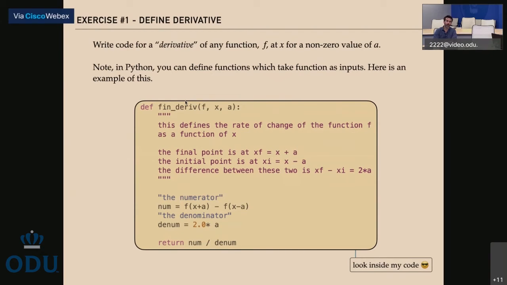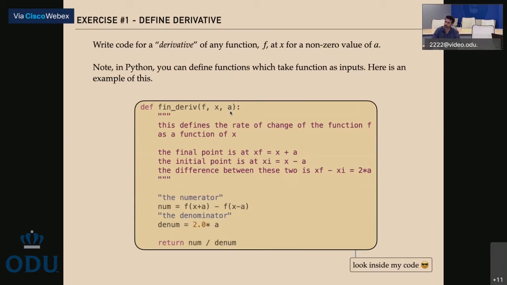And you can do this quite easily. You can define a function which is a function of a function. And this is quite nice. You can do this quite nicely in Python, okay? And so here I'm defining a function that I'm calling fin underscore deriv, meaning finite derivative. And this is going to be a function of f, where f is the function that we want to evaluate its derivative, a function of the location x where I want to evaluate the derivative, and a function of a, okay?